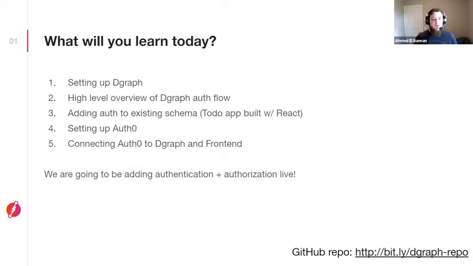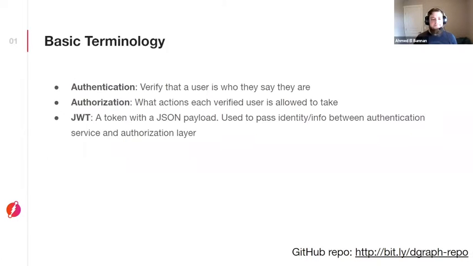After that, we're going to set up Auth0. This is going to take a couple of minutes. And then we're going to connect Auth0 both to Dgraph and to the front end. So we're hoping all of this is going to be done within 20 minutes. Without the talking, you could probably finish all of this in under 10 minutes. We're going to be doing all of this live just to show you how simple it is.